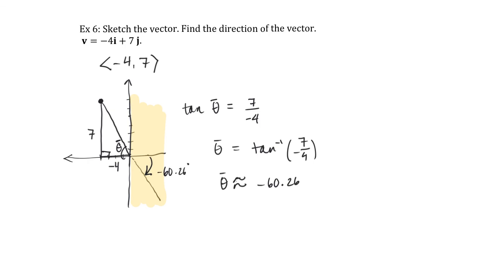Okay, all right, but what we actually want is not either of those. What we want is the angle of the vector. We want this angle right over here. Okay, so if you take 180 plus your negative 60.26, that's going to give you the angle that you want. So your angle is approximately 119.74 degrees.